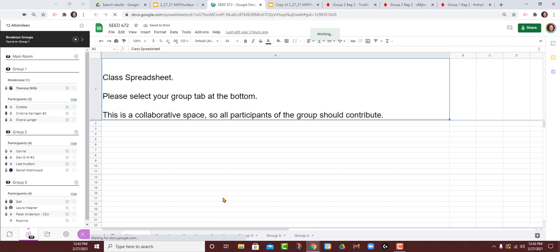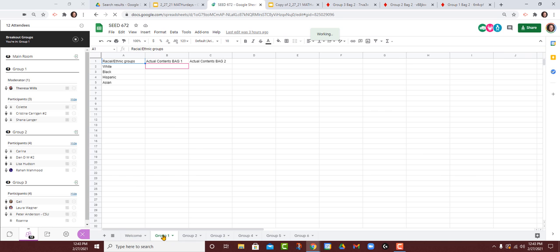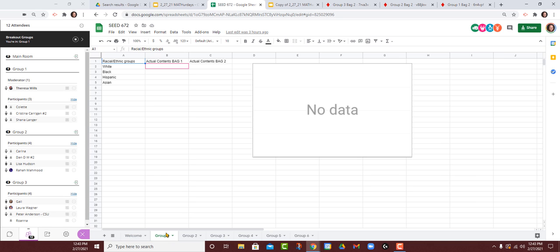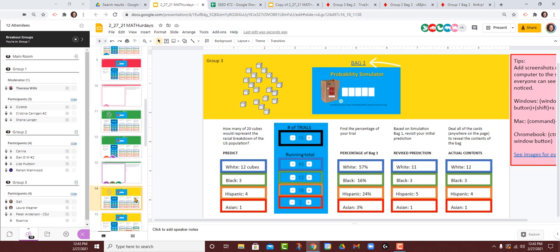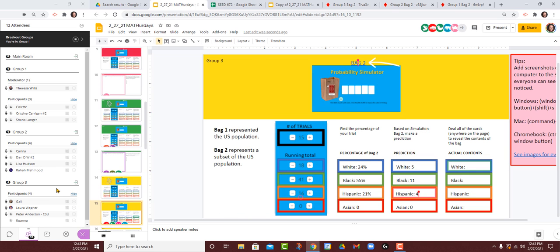Now we have to transfer our data. Okay, so I've got to get these numbers. I can do 12, 3, bag 2, and 1, 3, 8, 12, 4. There's the 3. Bag 2.